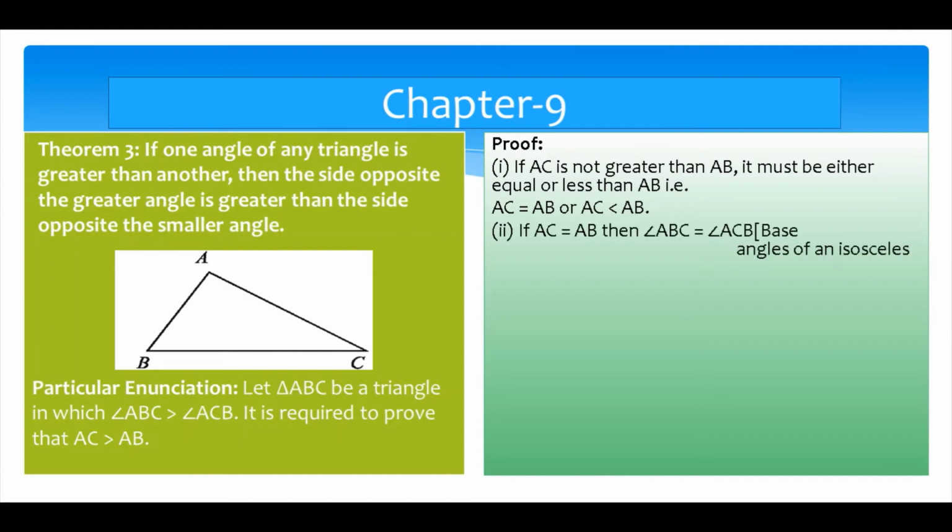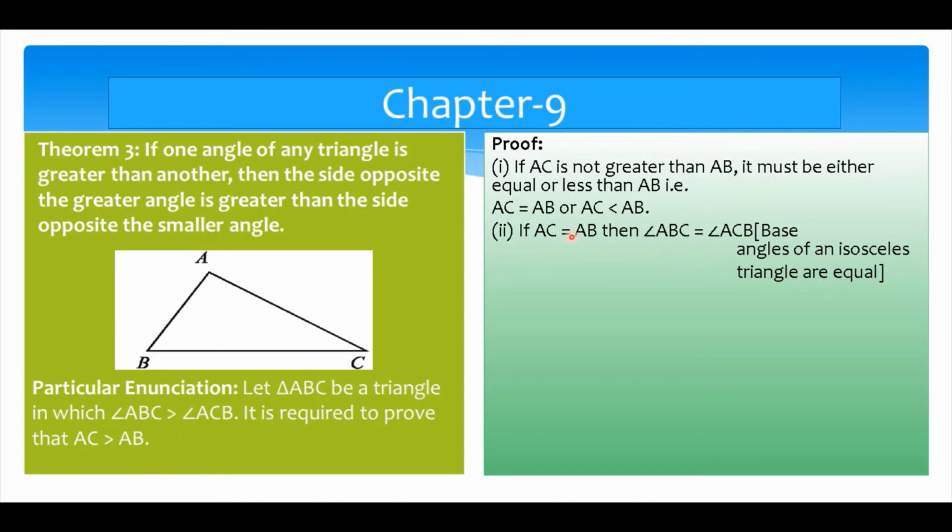So this is step number 2. If AC equals AB, then angle ABC equals angle ACB. In the last slide you already know about this. If AC equals AB in an isosceles triangle, then angle ABC equals angle ACB. That means, from the property of isosceles triangles, the base angles of an isosceles triangle are equal.